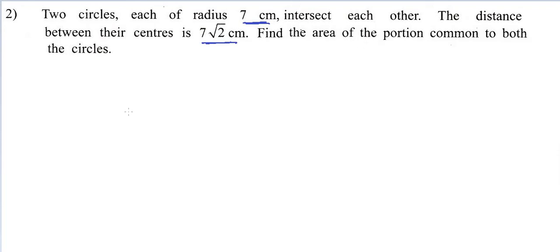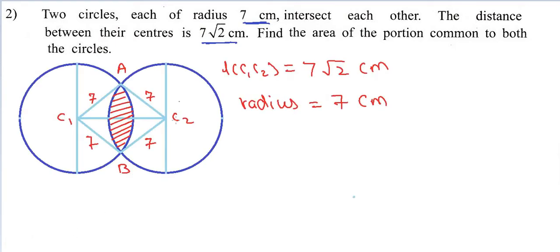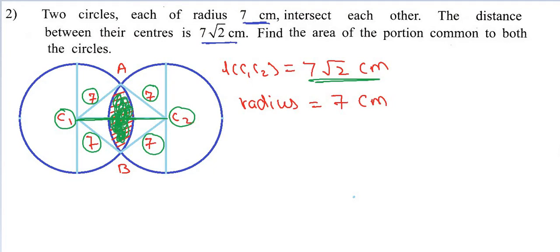Okay, now we will draw a diagram first. This is the diagram. Two circles with centers C1 and C2. These are their centers C1 and C2. They intersect each other so that the distance between the centers, this C1C2, is equal to 7√2. And the radii of the circles are 7 cm each. Now we need to find the area common to both the circles, which is shaded in this red color. So this area, now I am hatching it in green color. We need to find this area common to both the circles.